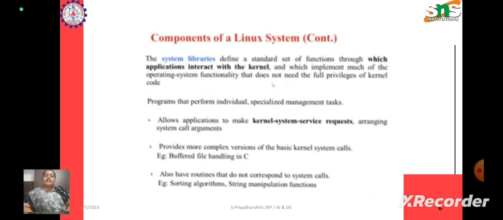The next layer is our system libraries. Just recall the diagram for the components of the Linux system. We can see that the system libraries are the middle layer, which is in between the system management programs or the user utility programs and the Linux kernel. The system library provides a standard set of functions through which the application programs or the user processes can communicate with the Linux kernel.